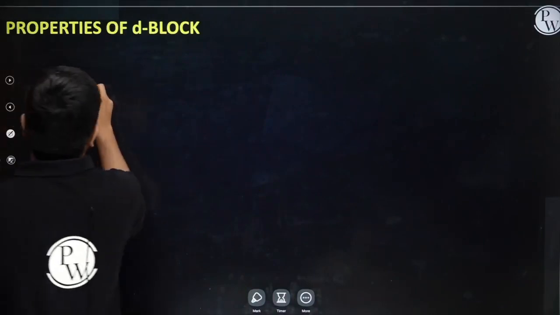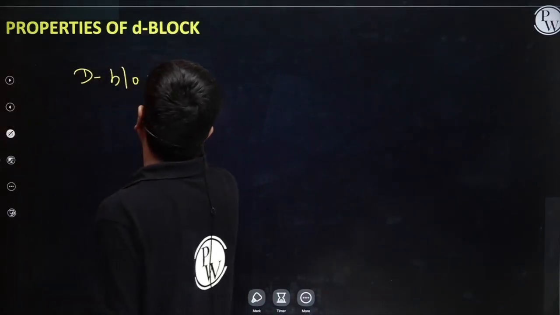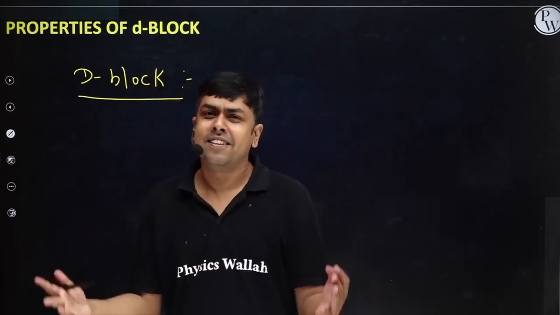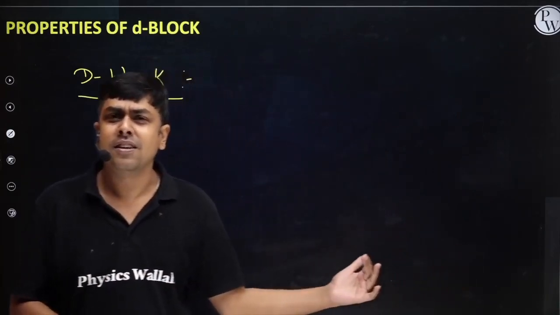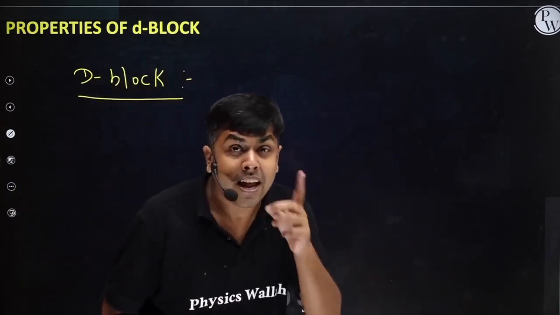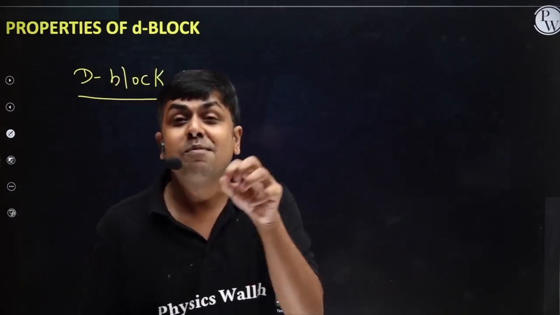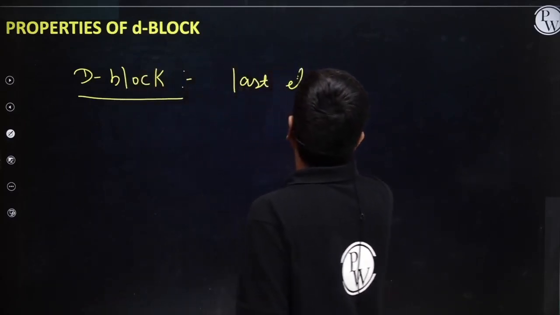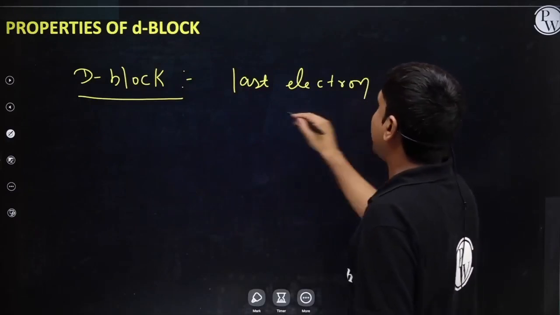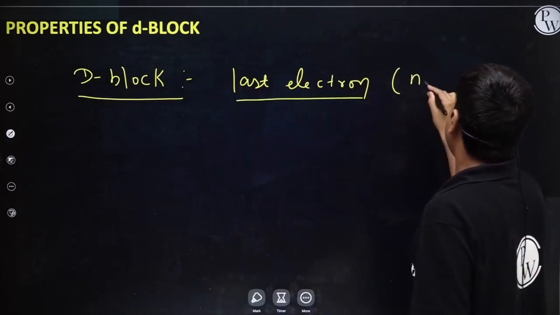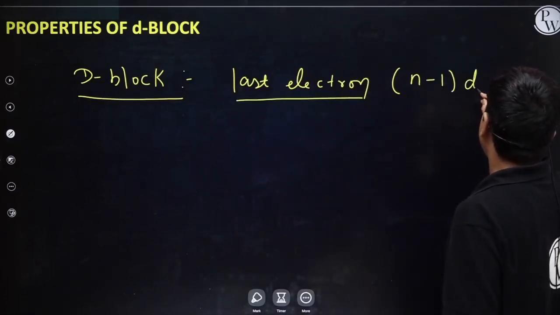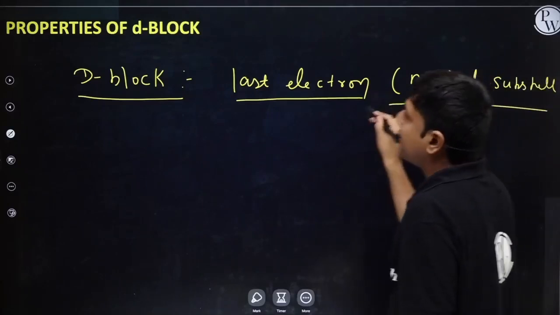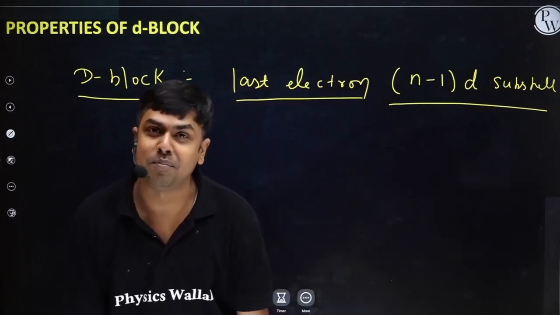D block elements. Why are they called D block elements? Can you tell me? The reason is that here the last electron, or the differentiating electron, enters into the (n minus 1) d subshell. Am I clear? That's why they are referred to as D block elements.